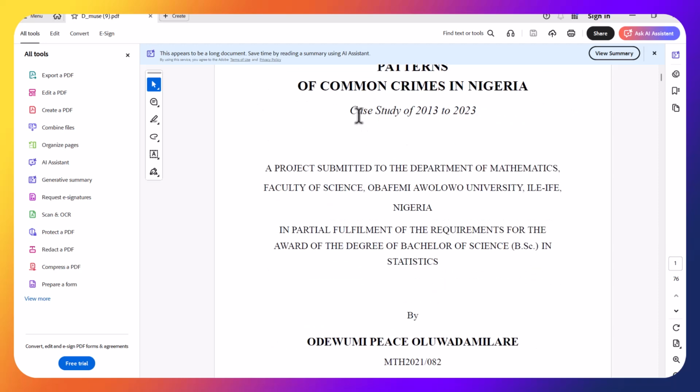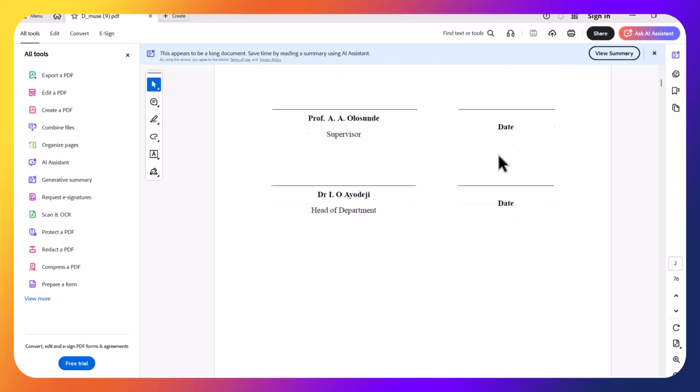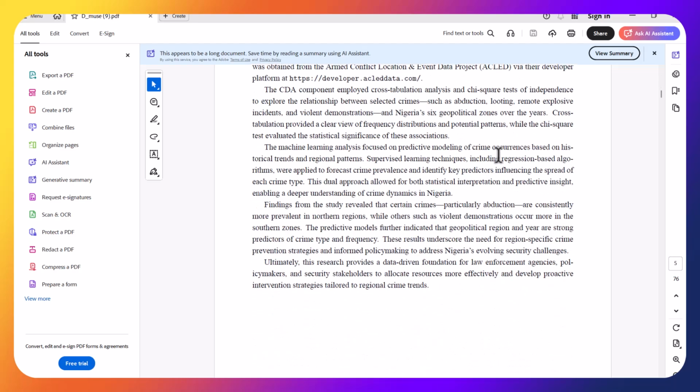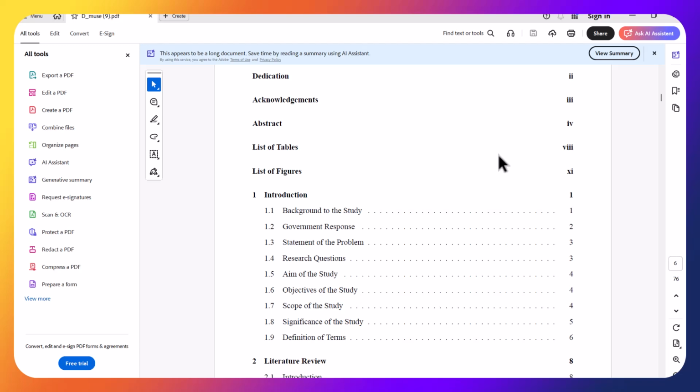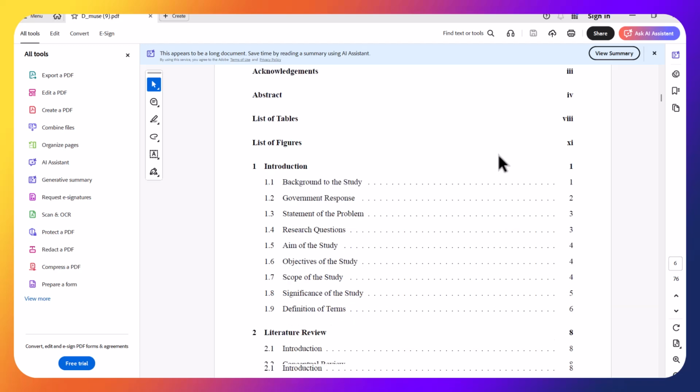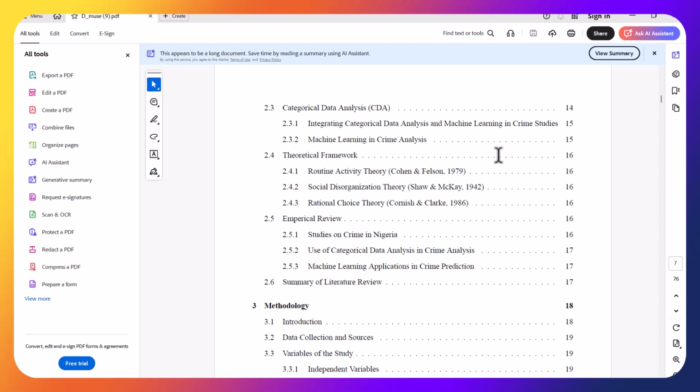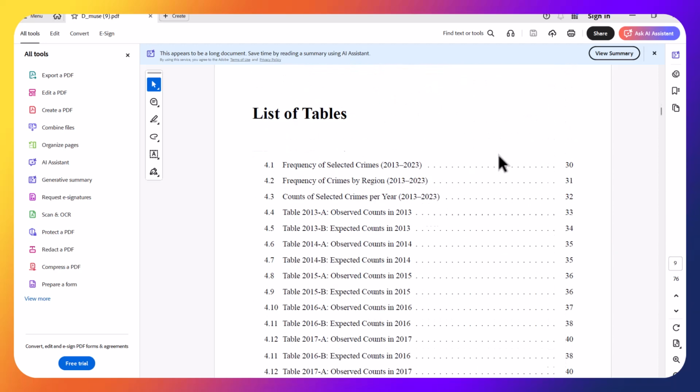So moving on, the project was submitted to the Department of Mathematics, obviously my department, Faculty of Science, and Obafemi Awolowo University as well, in partial fulfillment of the requirement for the bachelor's degree, BSc. Okay, so moving on, the first section is going to be on the table of contents. I'm going to skip all this part. I'm only going to be referencing it when we actually want to move to each chapter or section. So moving on to the introduction section.